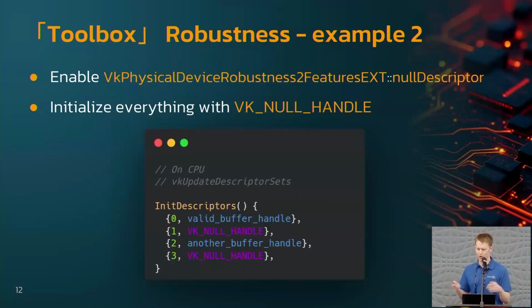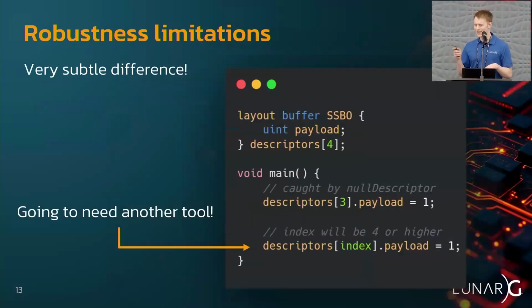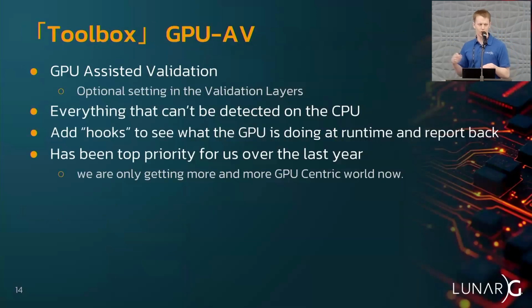But robustness has limitations, and this is where it gets into the nuance. If you go out of bounds in your descriptor arrays, there's no robustness that's going to save you. You're just going to have a bad time, and there's nothing to save you there. So you're going to need another tool.